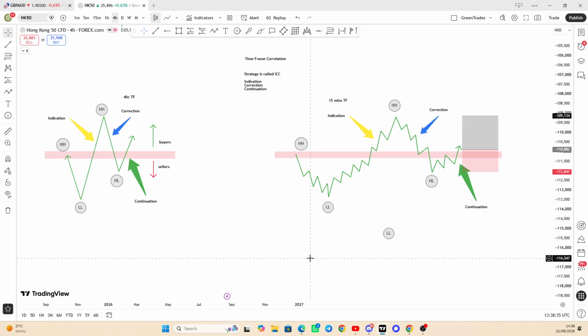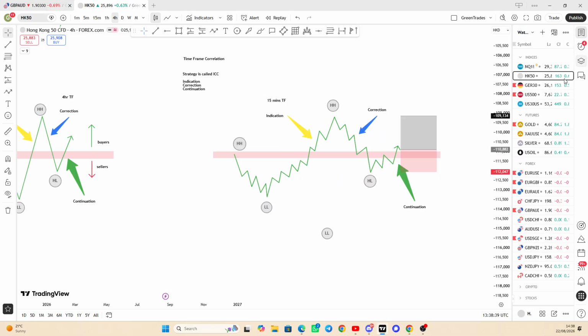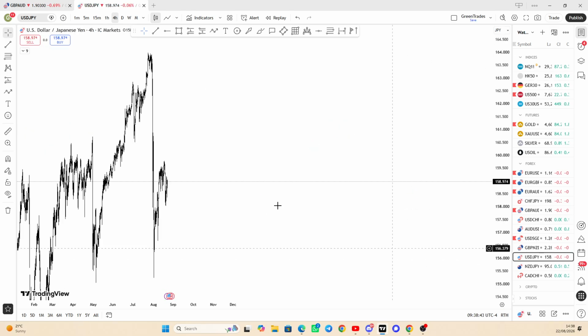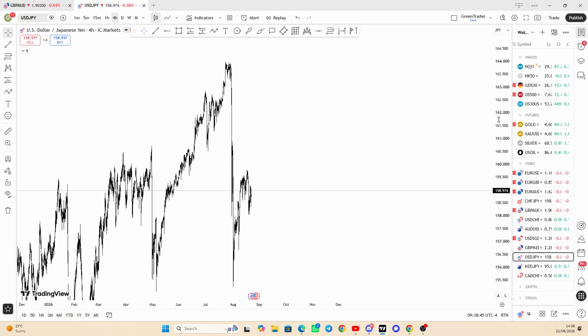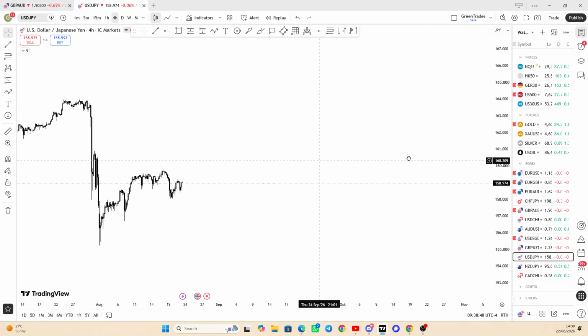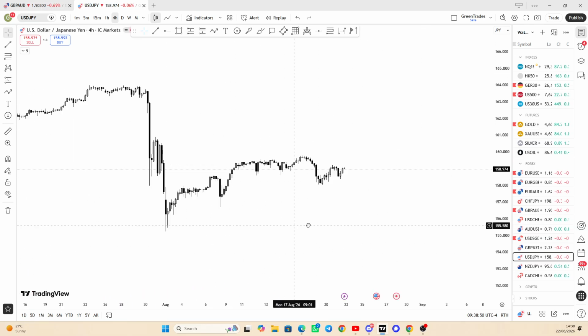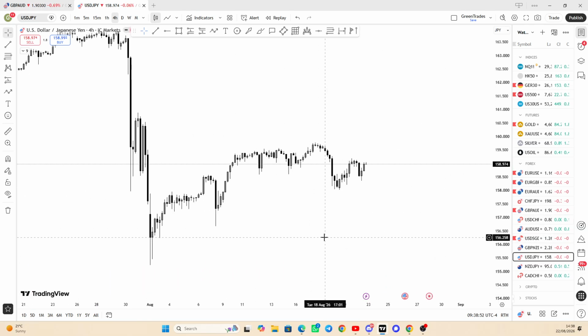So what we are going to do is go into a live market, and I'm going to try and see if we're able to find some examples to show you what the time frame correlation will look like. So let's try this one. Let's come here and let's use this as an example.